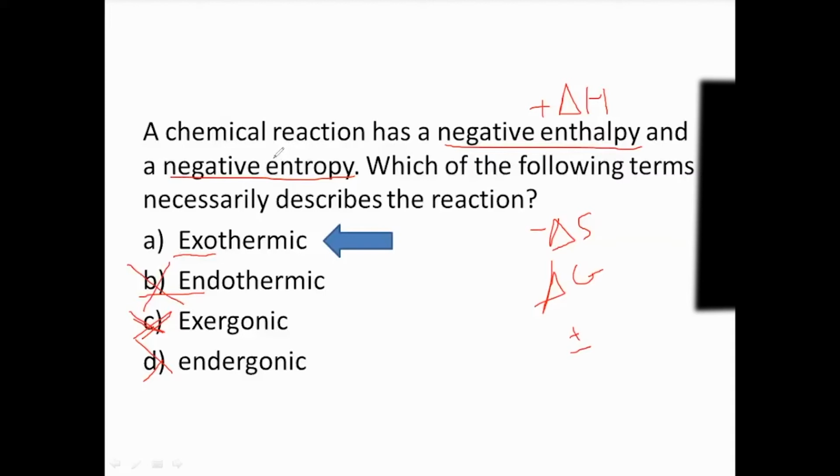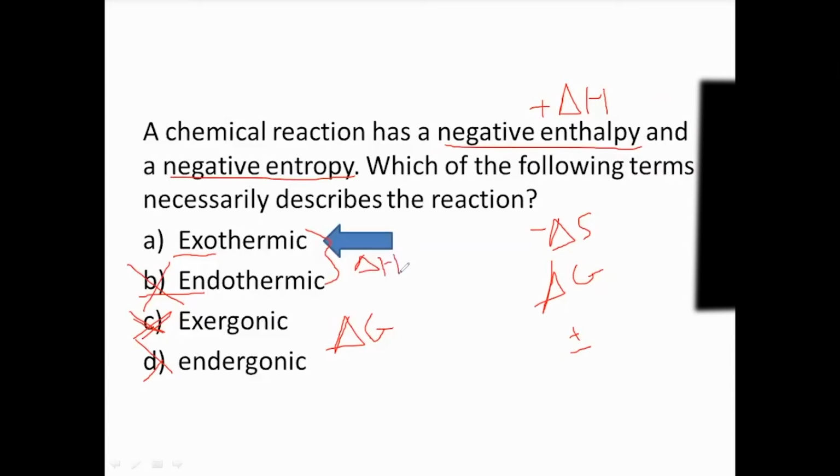Does that make sense? The gonics relate to delta G, positive or negative delta G, whereas thermic relates to positive or negative delta H, right? They're different. We only use the gonics when we're talking about delta G. So gonic relates to delta G. Thermic relates to delta H.